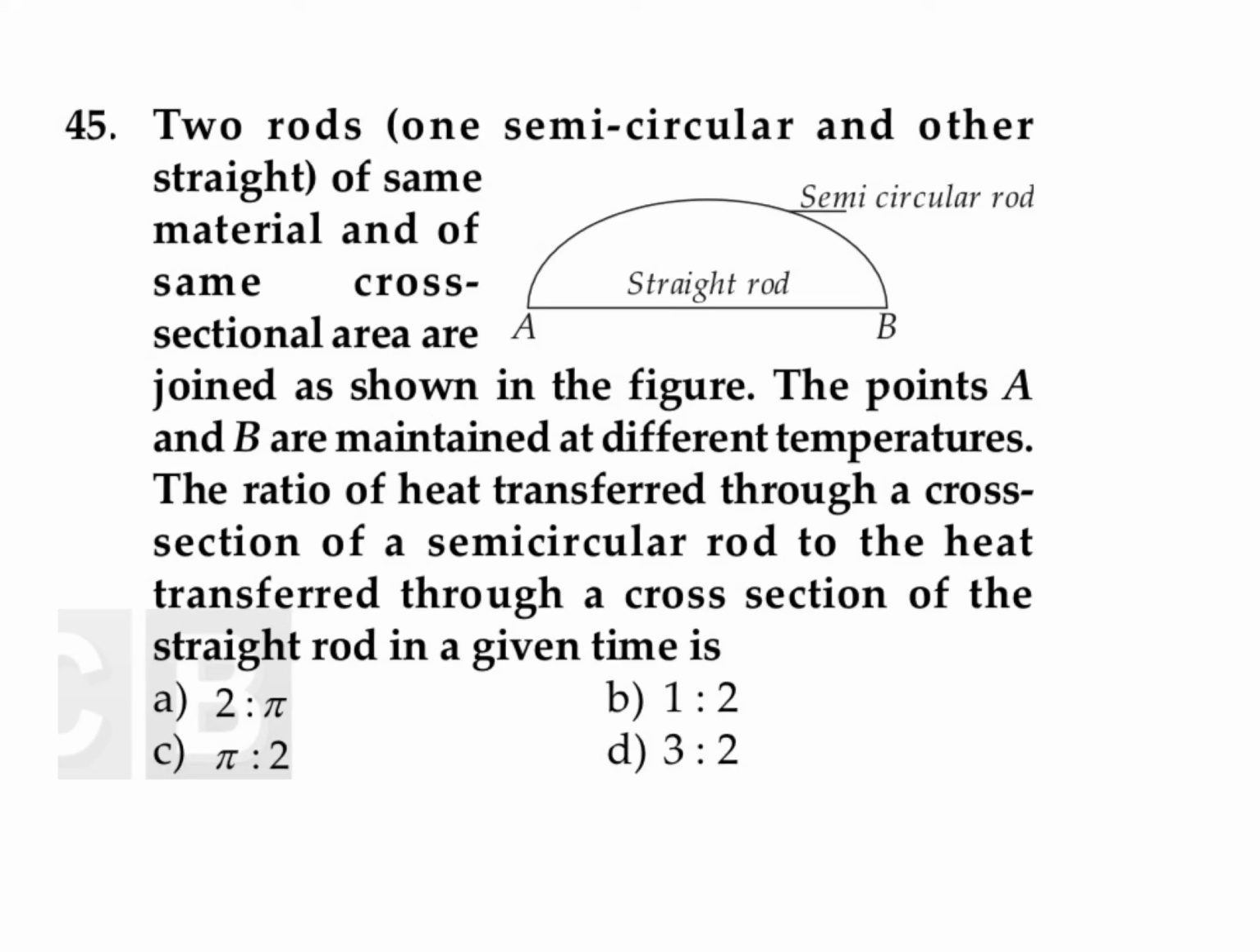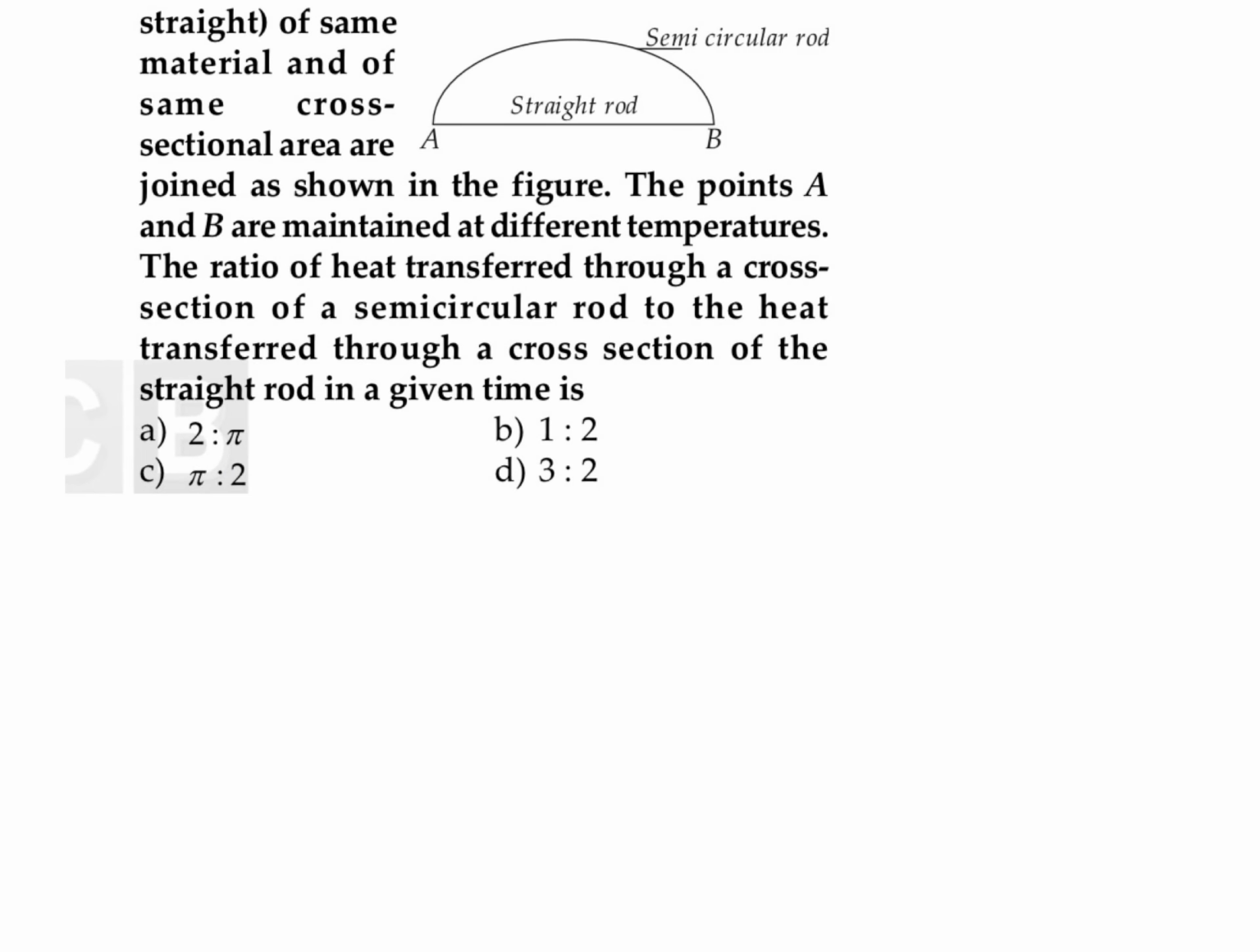In this question, it is given that two rods, one semicircle and the other straight, of the same material and of the same cross-section area, are joined as shown in the figure. The points A and B are maintained at different temperatures. The ratio of heat transferred through the cross-section of a semicircular rod to the heat transferred through the cross-section of a straight rod in a given time is?